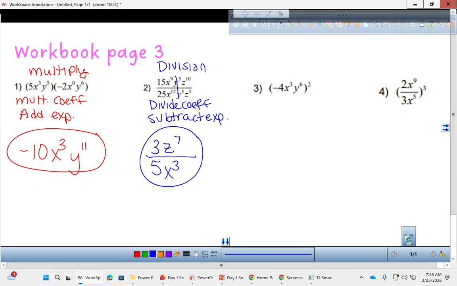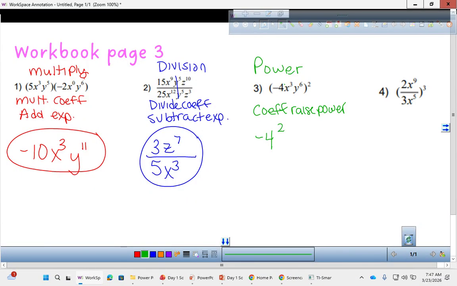For the third one, this is called the power rule. And just like the previous rules, I am going to do to the coefficients what the rule says. So for the multiplication property, I multiply coefficients. For the division property, I divide coefficients. For the power property, I take the coefficient and I raise it to the power on the outside. So I'm going to do -4 to the power of 2.